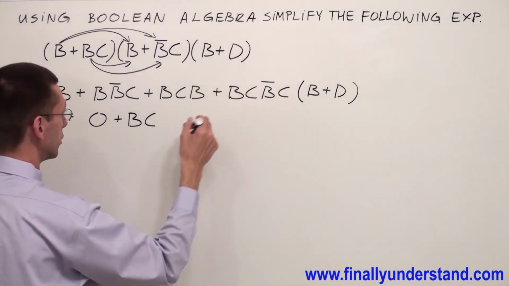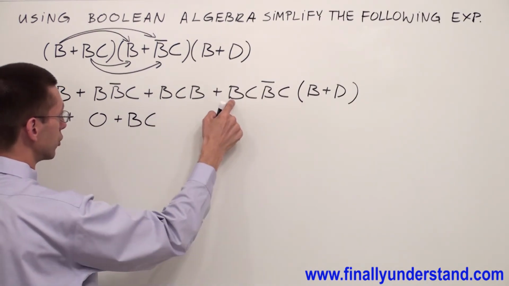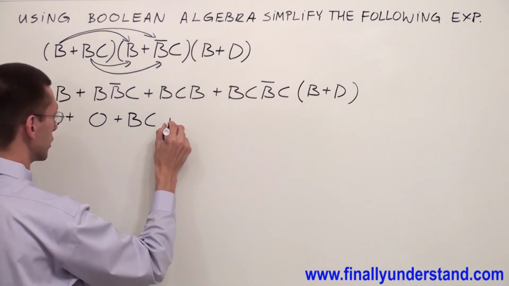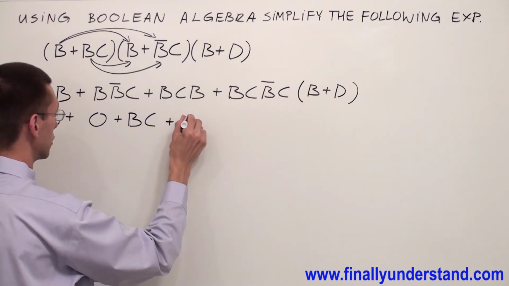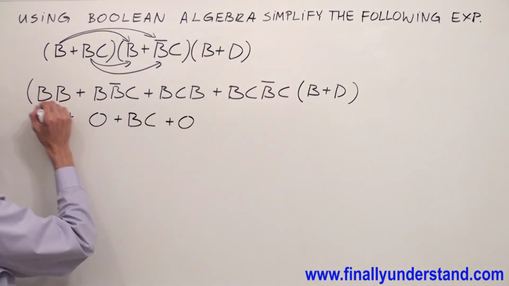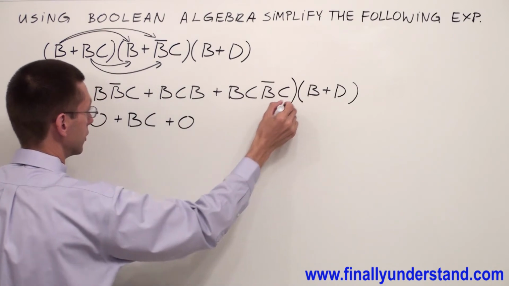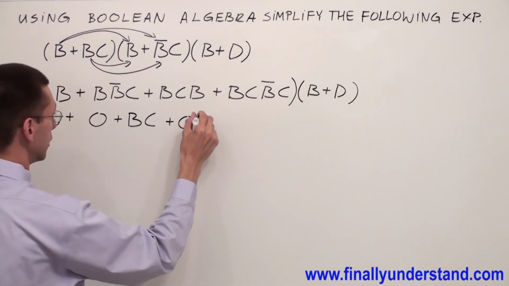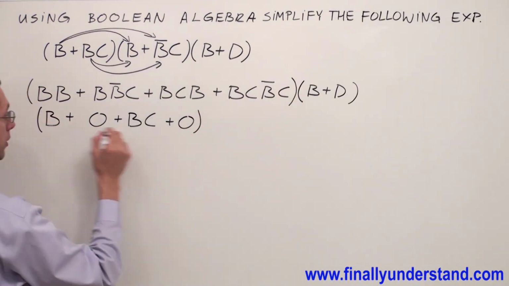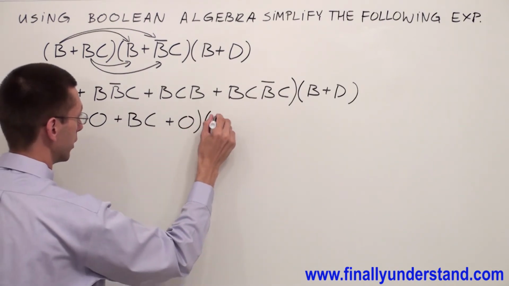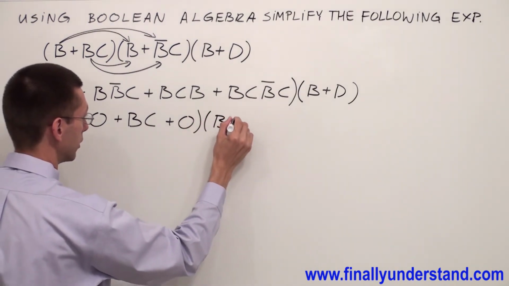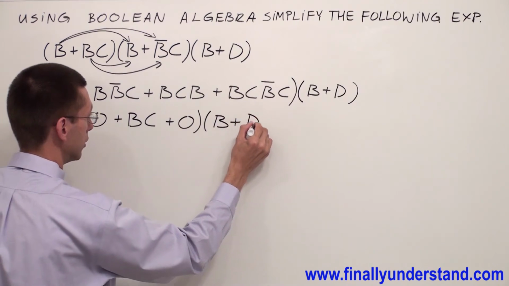And I'm going to have b times b naught, which is always 0. 0 times anything is going to give me 0. That's why I'm going to have 0. Don't forget that we're supposed to have parentheses over here. Okay? And everything is multiplied by b or d.